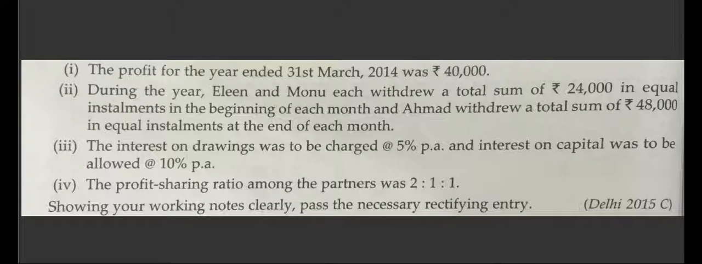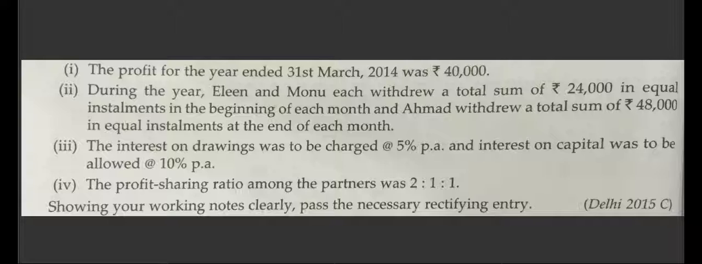So they have committed a mistake, and what's the mistake? The mistake is they have omitted interest on capital and interest on drawings. It further reads, the profit for the year ended 31st of March 2014 was 40,000. So the profit that they have already distributed for the year 2014 is 40,000.